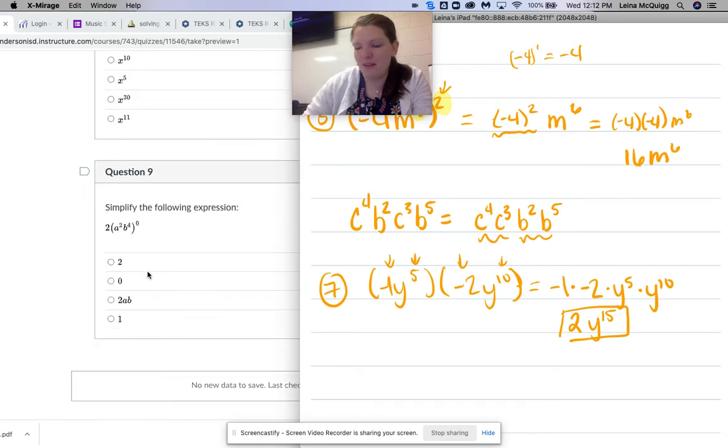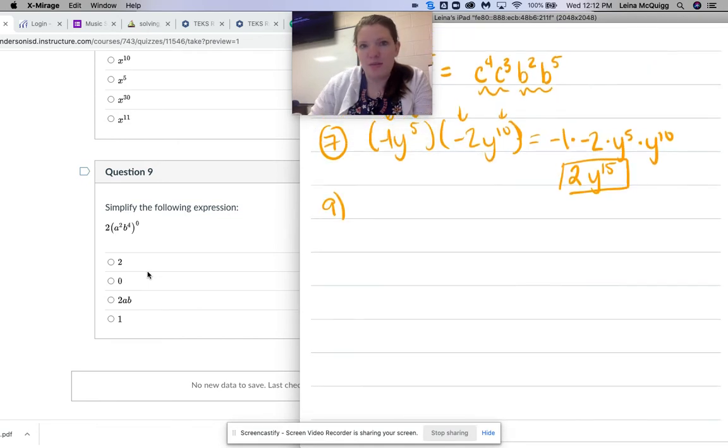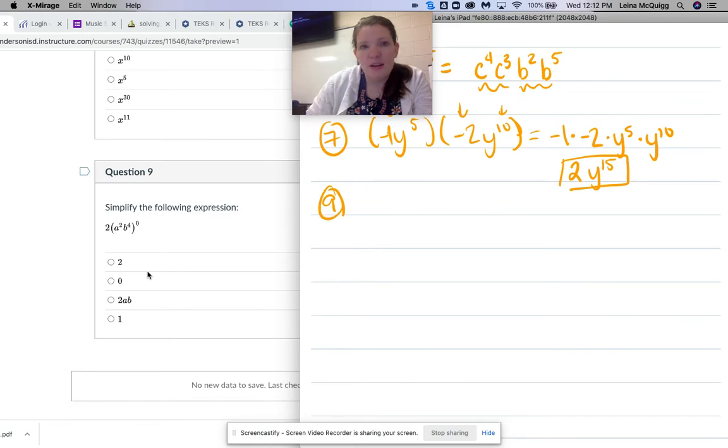And here, be really careful on number 9. There we go. So 2 times a squared b to the 4, all to the 0 power. We discovered yesterday that anything raised to the 0 power is 1. So that means all the stuff here that's raised to the power of 0 becomes 1. But that 2 is not inside the parentheses. That 2 is not raised to the power of 0. So I still have a 2 times a 1. And 2 times 1 is 2.